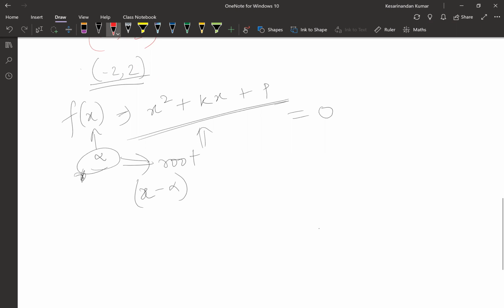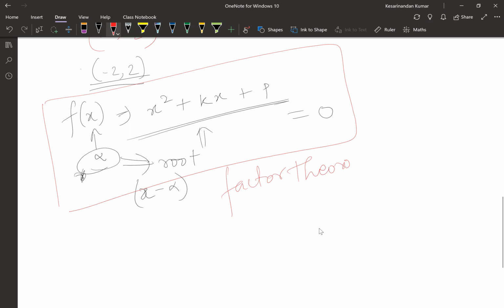Please note it, guys, it's very important, and this is known as the factor theorem. I repeat it once again. For any f of x where x square plus kx plus p is equal to 0, if we replace x by alpha, alpha being any value, and the final value comes out to be 0, then alpha is known as a root of the equation, and x minus alpha will always be able to divide this polynomial completely, with no remainders.